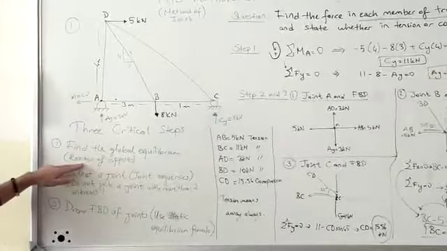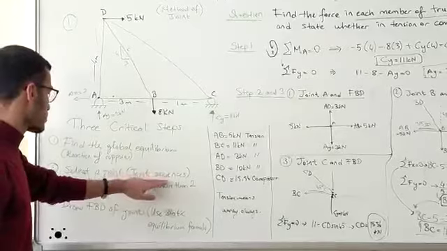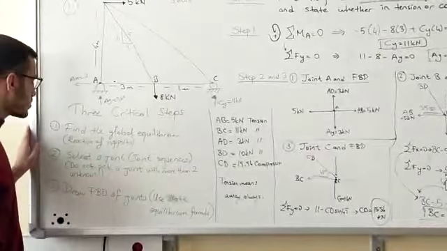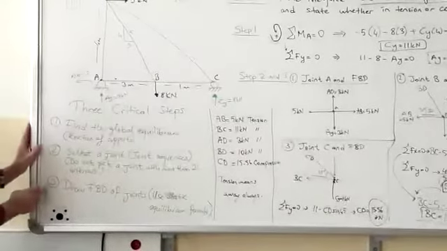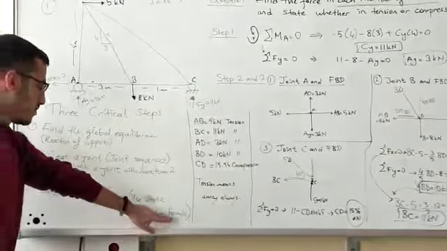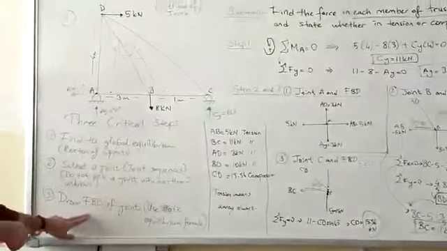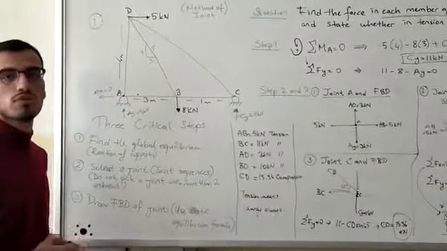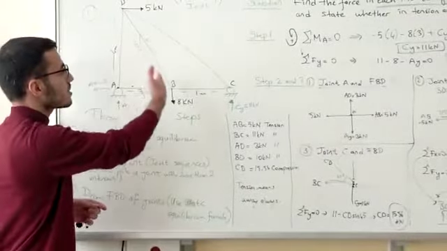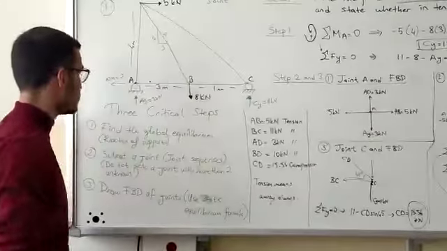This means finding the reactions of the supports. The second one is to select a joint sequence, and there's a hint here: do not pick a joint with more than two unknowns. The third one is to draw the FBD of the joints and use the static equilibrium formulas. I just want to mention the FBD. It is really crucial and important, and it helps us solve questions more easily. We don't need to draw these geometric shapes again and again.